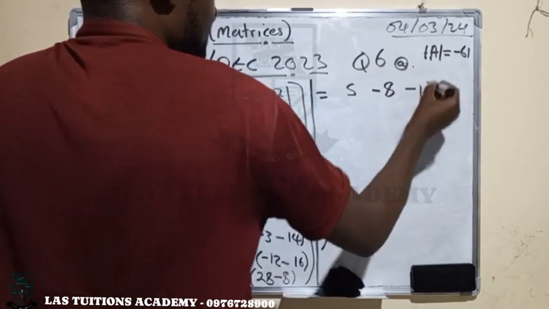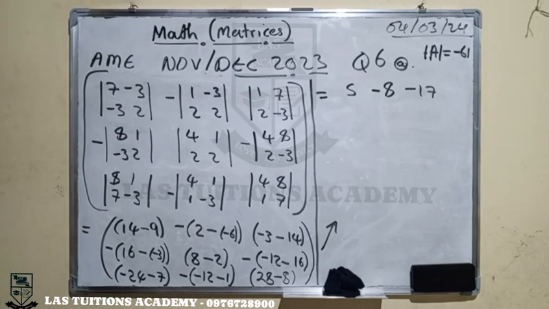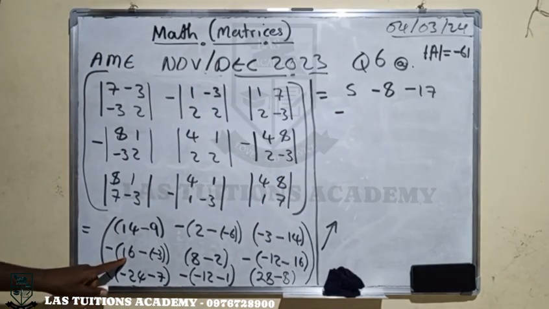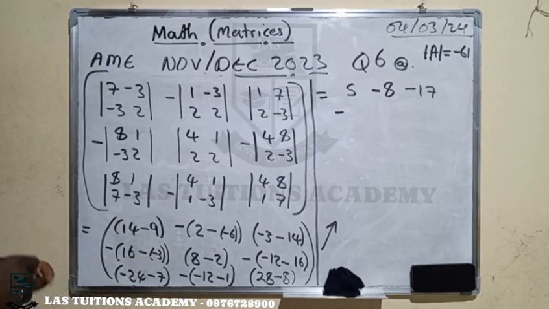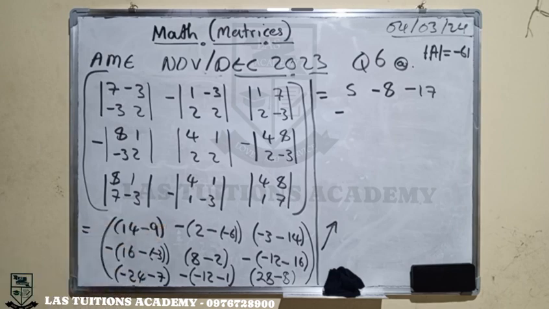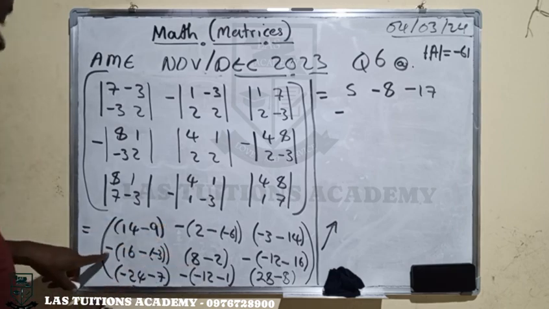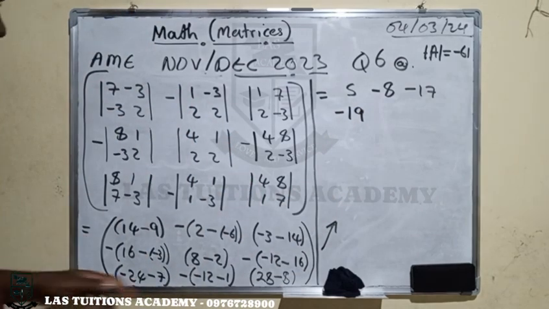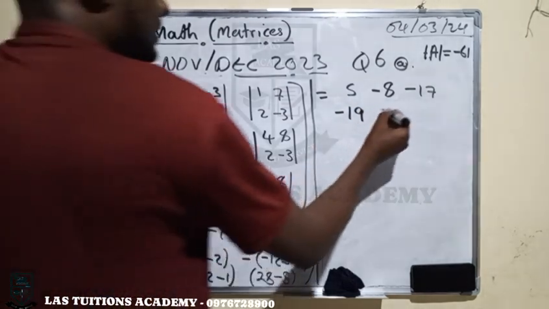Okay. And then we come to the middle part. There's a negative outside. Then 16 minus minus 3. Minus minus will give us plus. So 16 plus 3, that would be 19. So there's a negative outside there. So we have 19. 8 minus 2, that will give us 6.